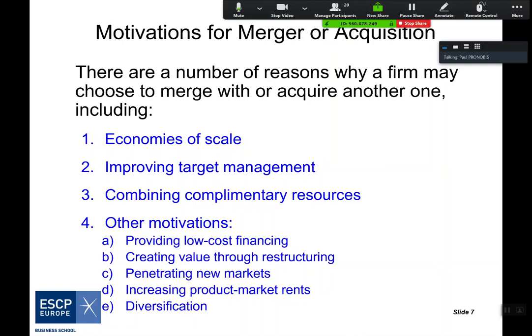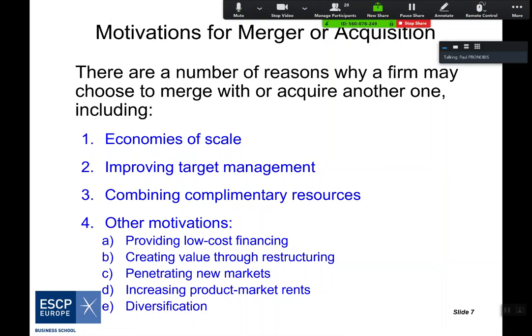Another factor is that if two smaller companies merge together and become a market leader within the industry, one can increase the product market rents. What I mean by that is one could, for example, just raise prices because competition has been reduced, and therefore we have a higher margin on our products.